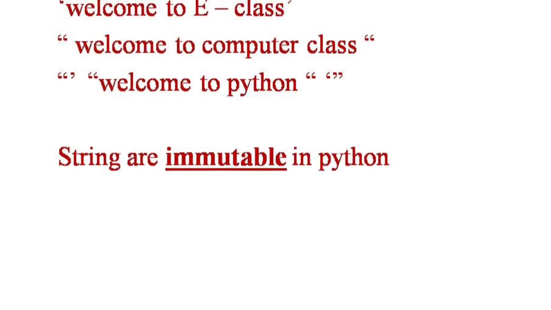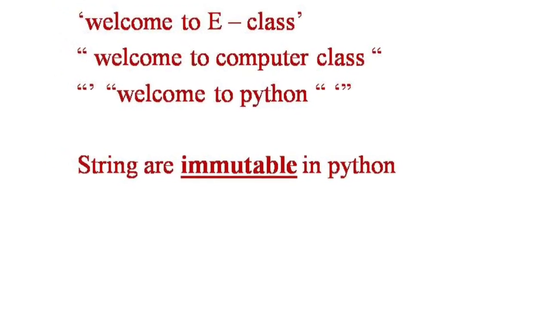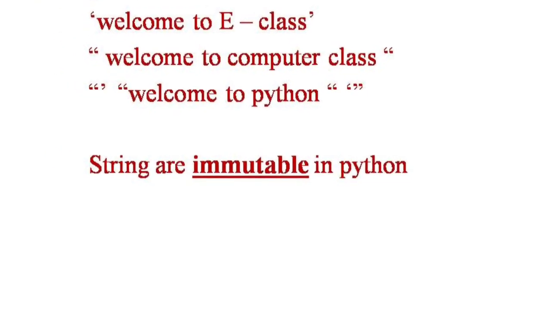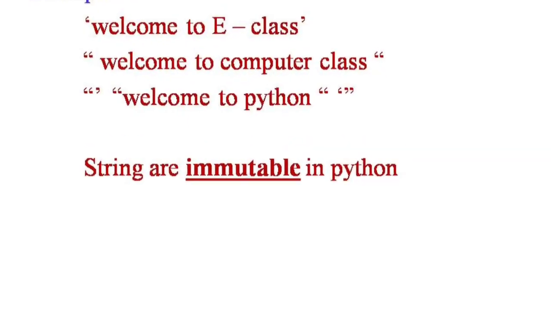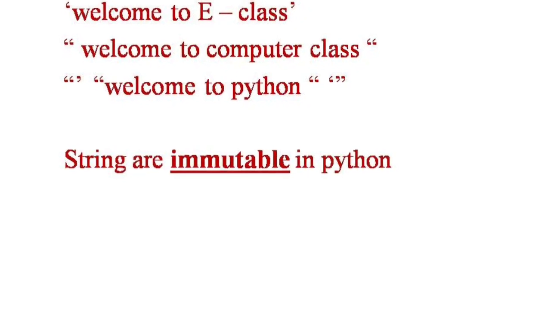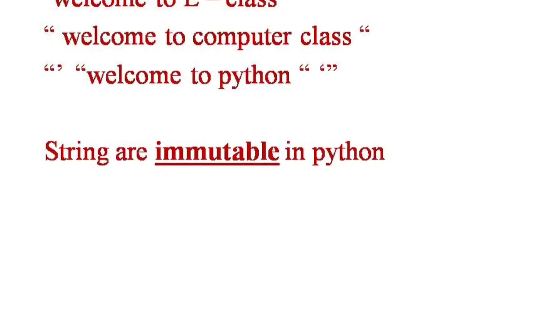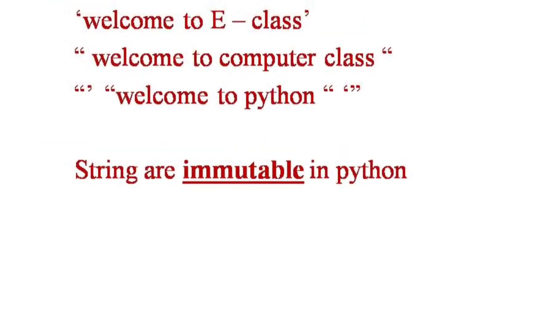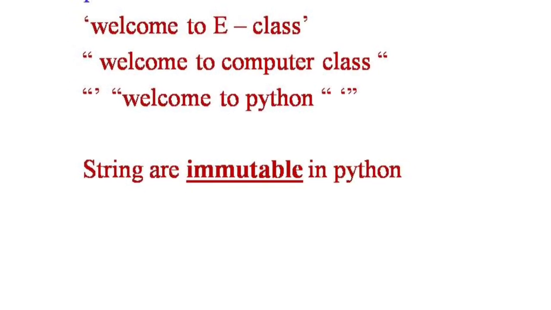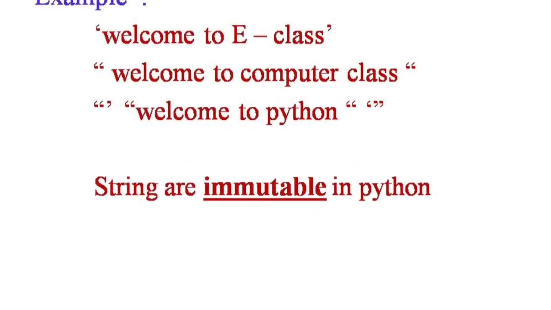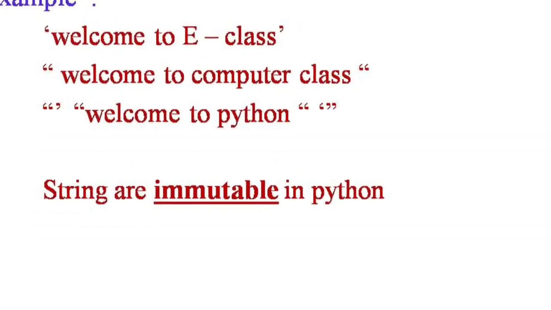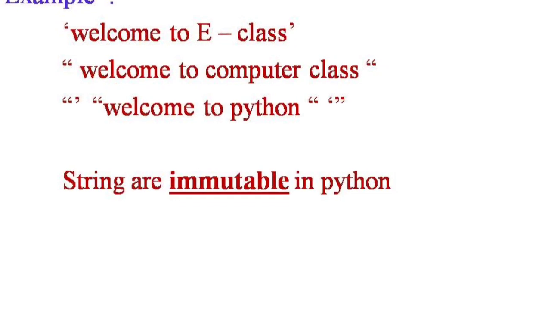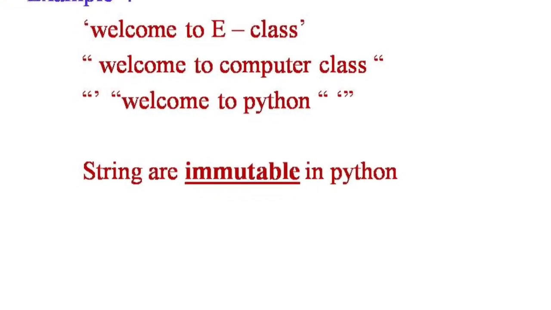Students, understand each alphabet is a character. Group of characters forms a string. Now, in these examples, strings are given using single, double, and triple quotes. Strings are immutable in Python, which means once you define a string, it cannot be changed during execution.